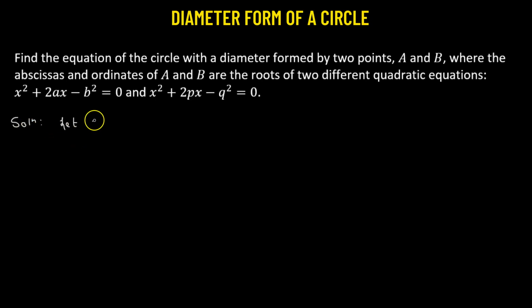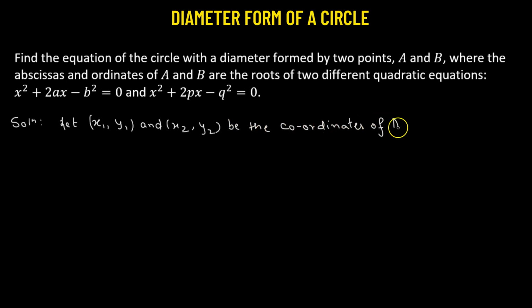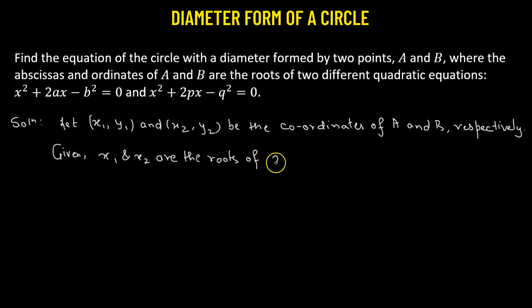So let x1 comma y1 and x2 comma y2 be the coordinates of the 2 points A and B. Here it is given that x1 and x2 are the roots of the quadratic equation x squared plus 2ax minus b squared equals to 0.